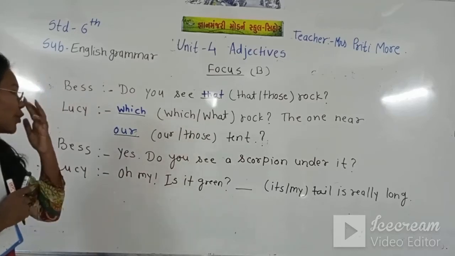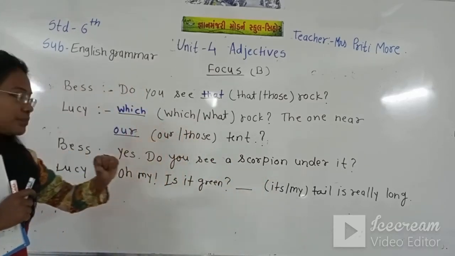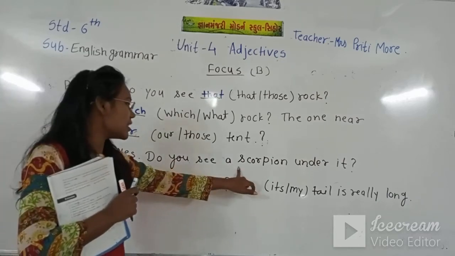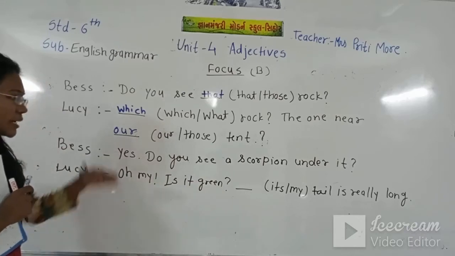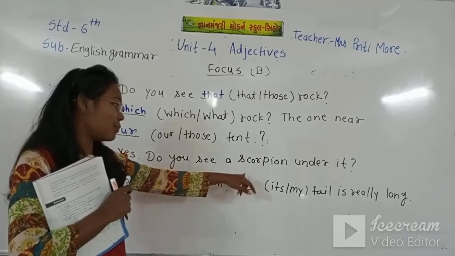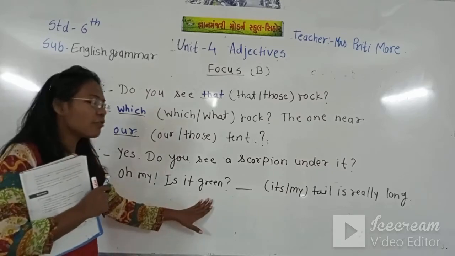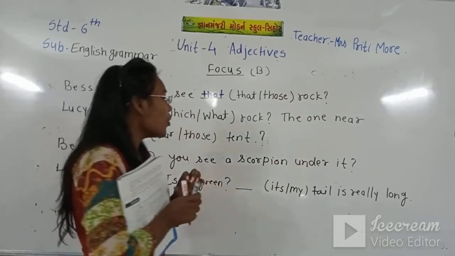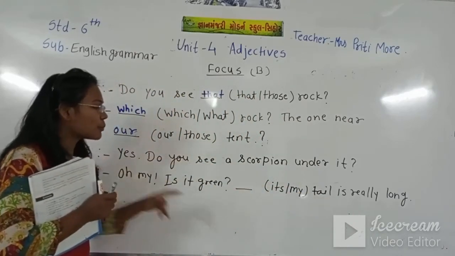Scorpion means one animal is there. So the base is the same. Do you see the scorpion under it? That means, what is under the rock? Scorpion. So Lucy is saying, oh my, is it green? It is green in color. So tail is really long. Whose tail? The scorpion's tail.